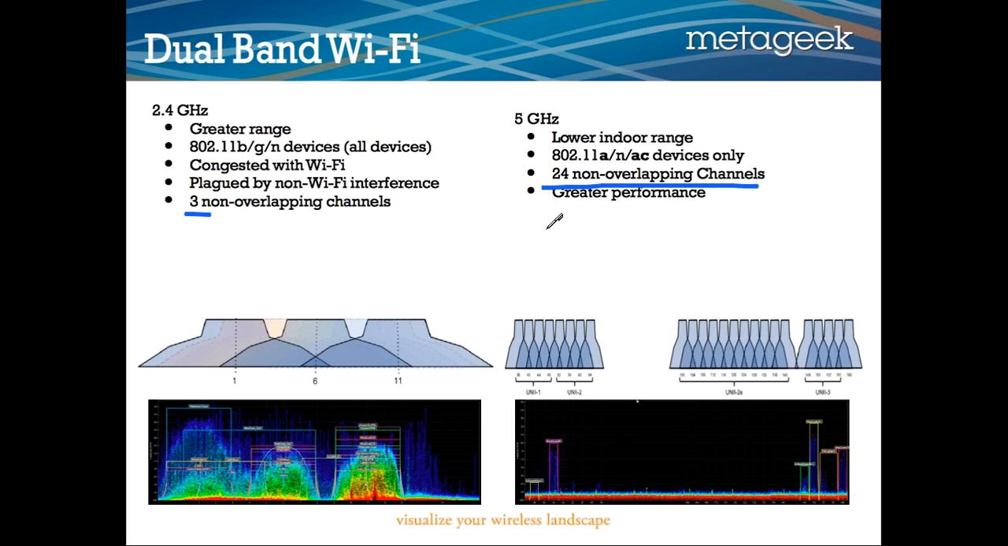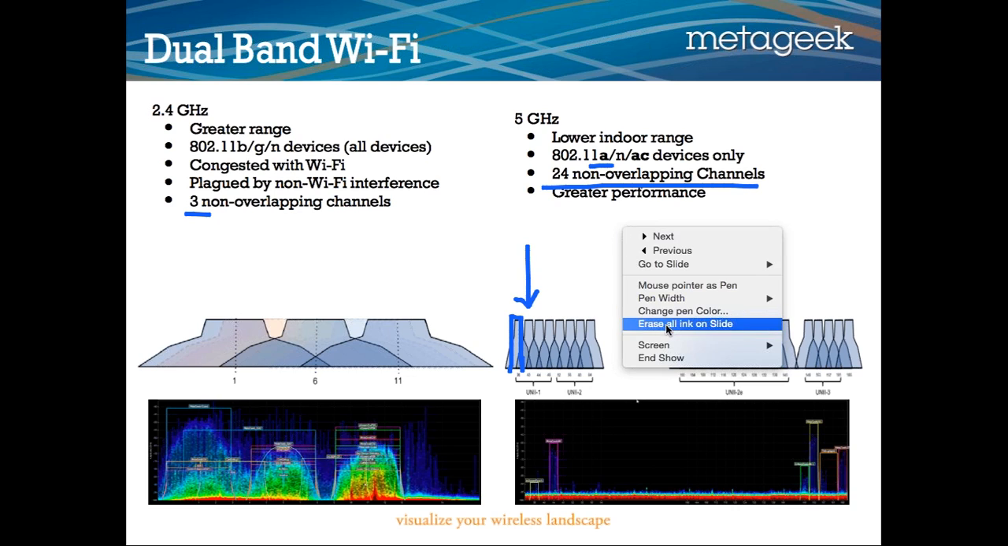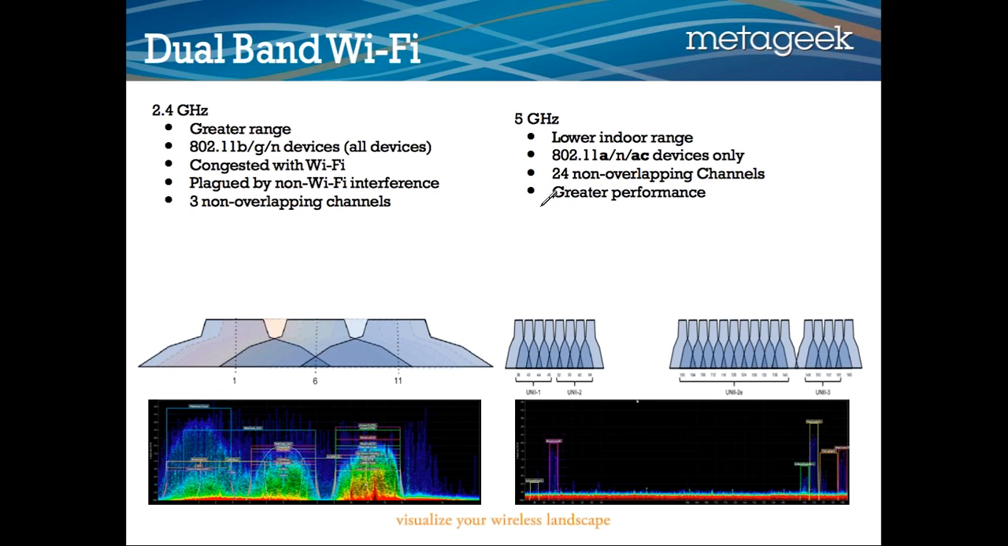The IEEE, when they ratified 802.11a, realized that this could become a problem, and it definitely has become a problem. So they created 24 non-overlapping channels. Now, each one of these channels is still 20 megahertz wide, just like their 2.4 gigahertz counterparts, but there's so many more of them that I have to draw them more narrow here, and you'll see it represented in that way quite a bit.